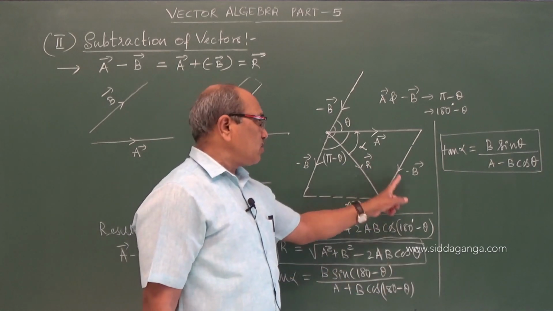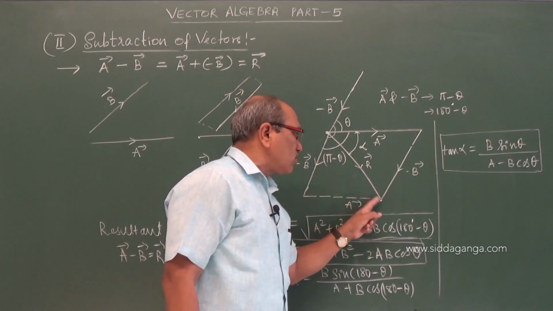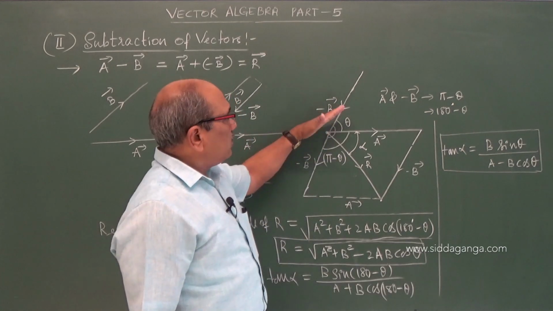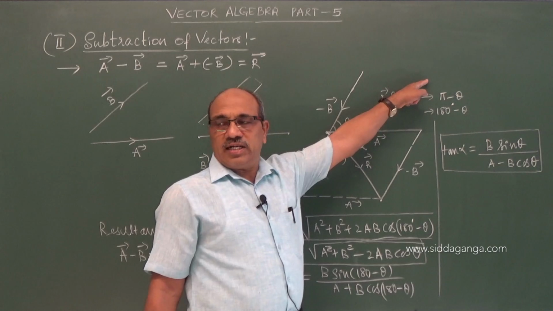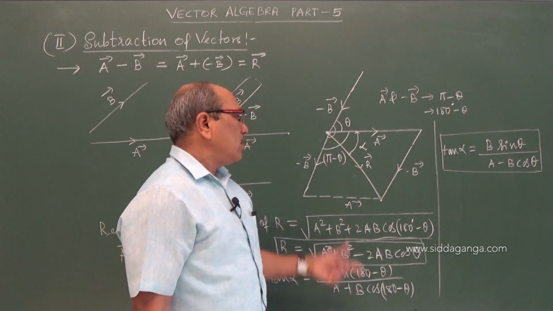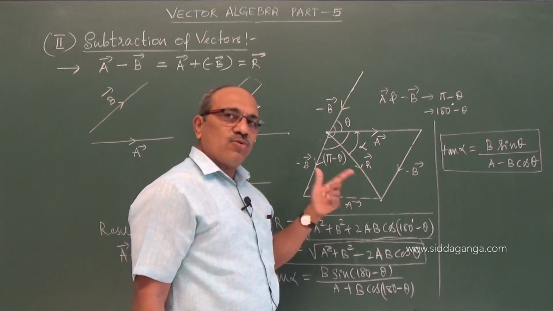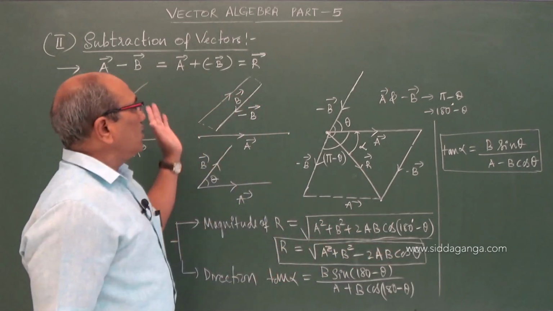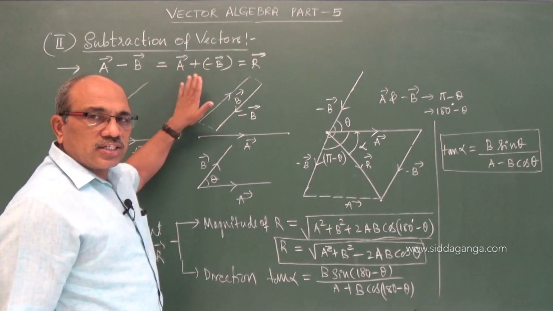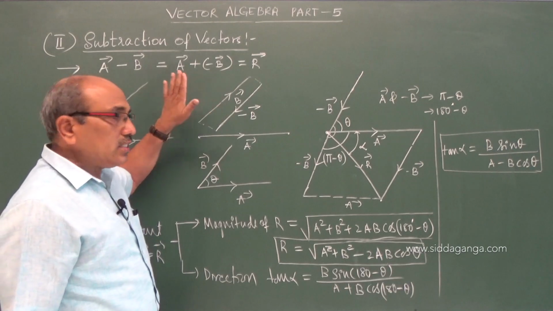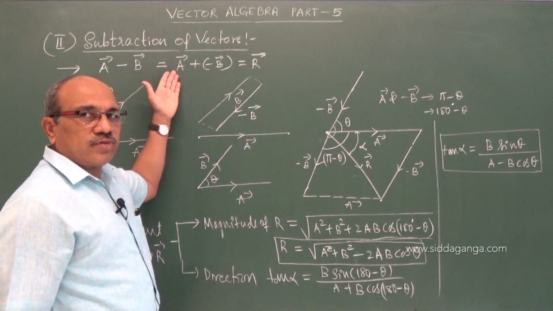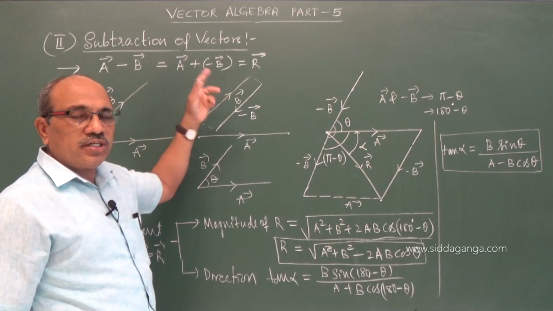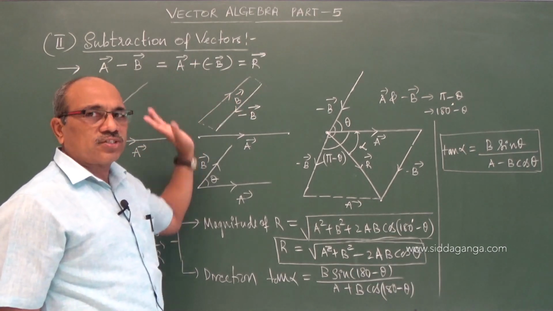Vector b with respect to a, this is the resultant I got. If I take this b here, addition comes, that goes in that direction. Now we are discussing subtraction, no confusion. Subtraction of a vector is nothing but addition of the negative of the vector with the first one, which you want to subtract. You take the negative of that vector and add with the first one.